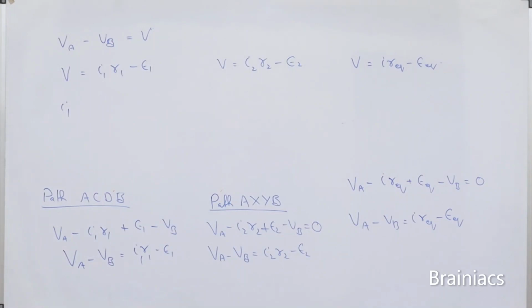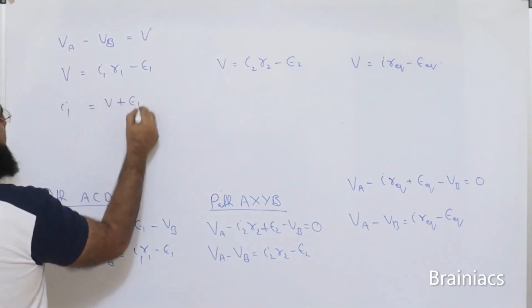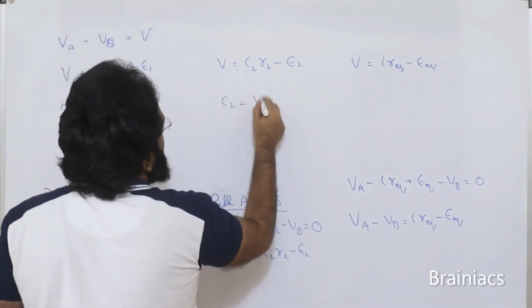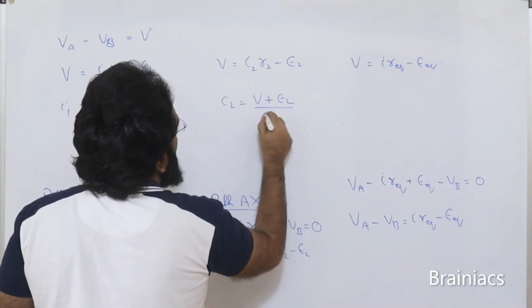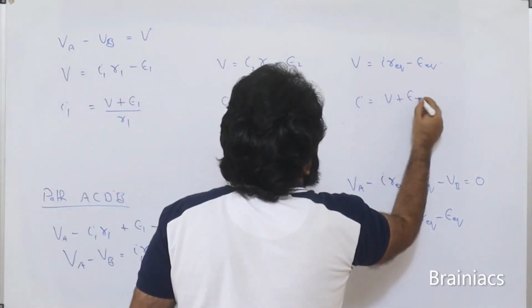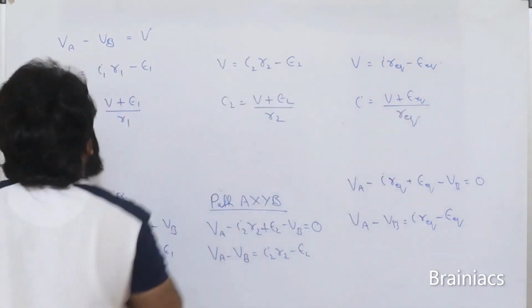Okay, so from this I can find I1, I2, I. So I1 is nothing but V plus E1 by R1. Here I2 is V plus E2 by R2, and here I is equal to V plus E equivalent divided by R equivalent. Clear?